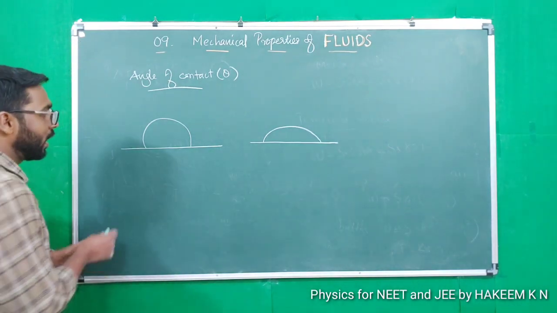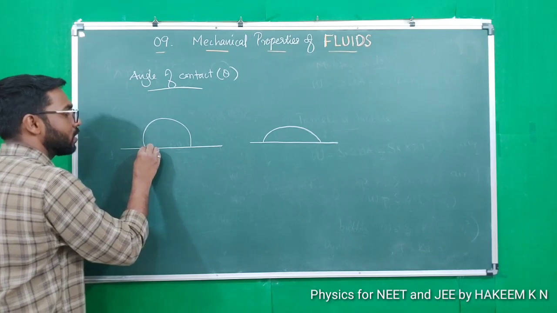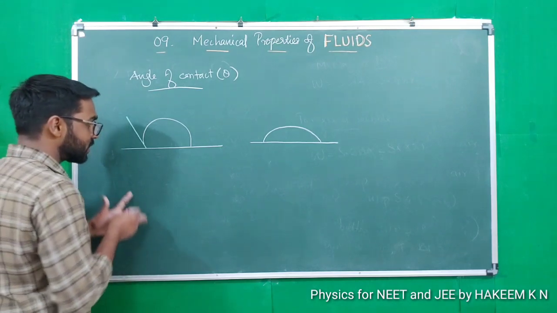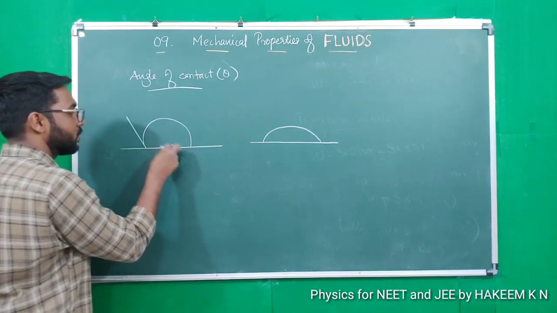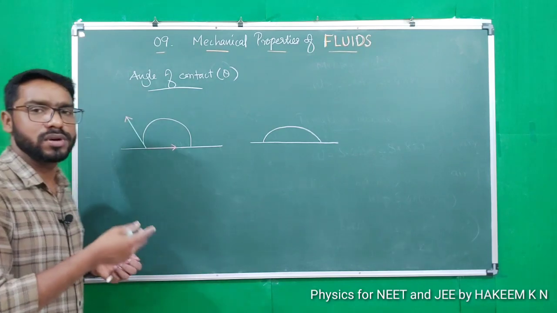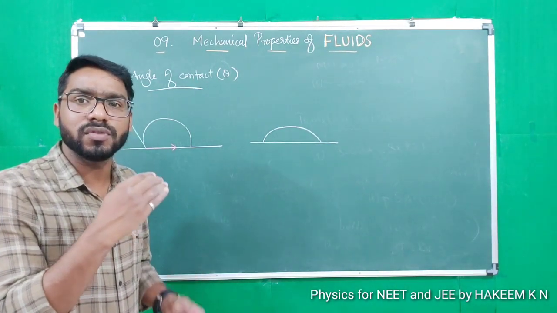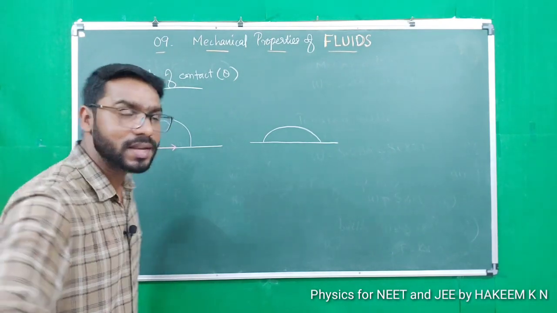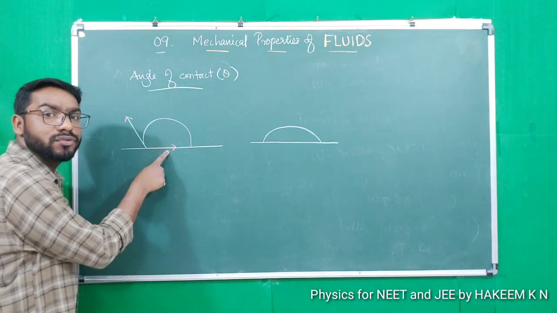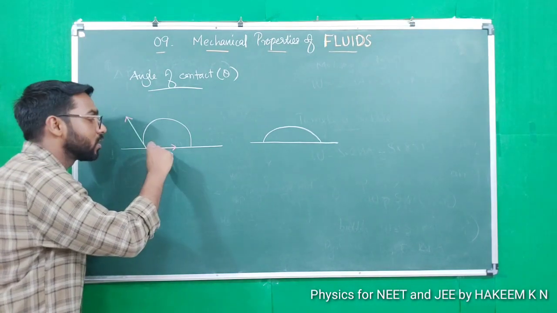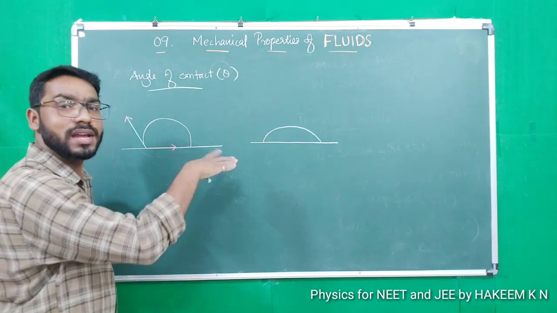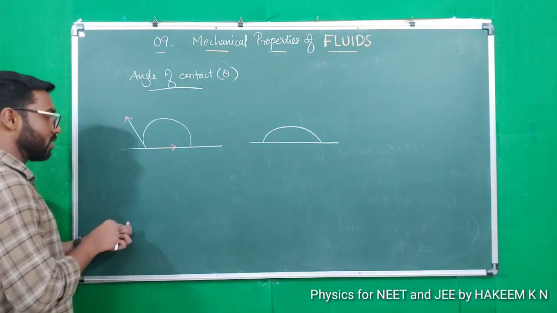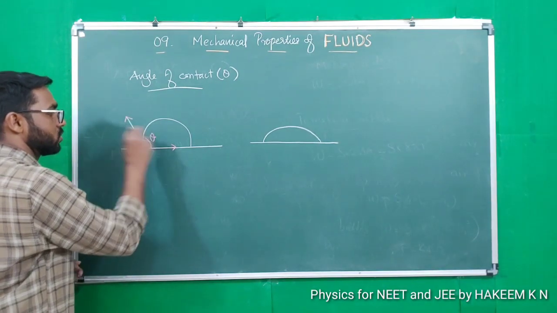Once more, the angle between the liquid surface and the solid surface inside the liquid. That is, the angle between the tangents to the liquid surface and the solid surface inside the liquid. Okay, we have to draw the tangent of the solid surface inside the liquid, not outside. Then that angle is the angle of contact here.